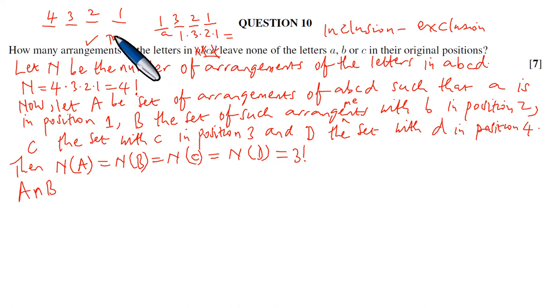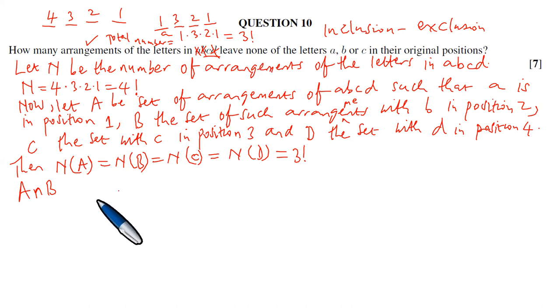This becomes the total number of arrangements in the set A. So the total number of arrangements will be 1 times 3 times 2 times 1. We can say it is 3 factorial ways, because 3 factorial is 3 times 2 times 1. We can put the 1, but it doesn't make a difference at all. So we have that.